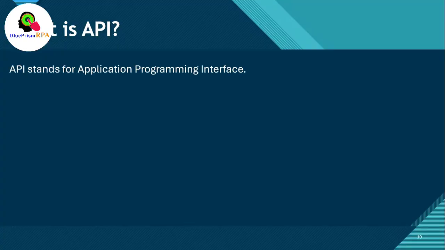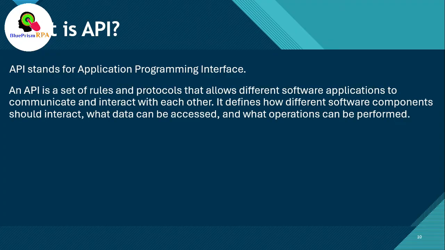What is API? API stands for Application Programming Interface. An API is a set of rules and protocols that allows different software applications to communicate and interact with each other. It defines how different software components should interact, what data can be accessed, and what operations can be performed.